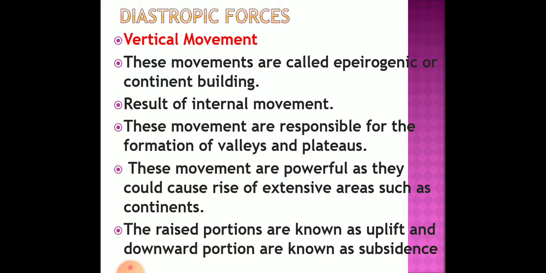So there are two types of movements of diastrophic forces. One is horizontal and the other is vertical movement, and both are very important for the construction of new landforms. The vertical movement is called the continent building force, and it results in the formation of continents, and the horizontal movement is also known as the mountain building movement.